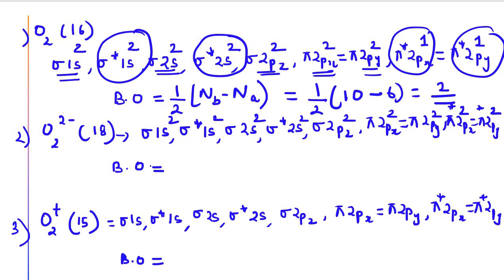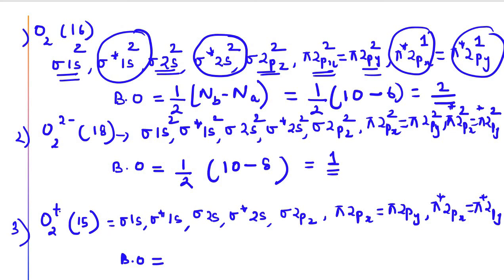So the bond order for the case of O2 2 minus will be what? It will be half of the number of bonding orbitals, 10, minus the number of anti-bonding orbitals, which is 8. 2, 2, 4, 4, 2, 6, 6 to 8. So 10 minus 8 by 2, the bond order will be 1.